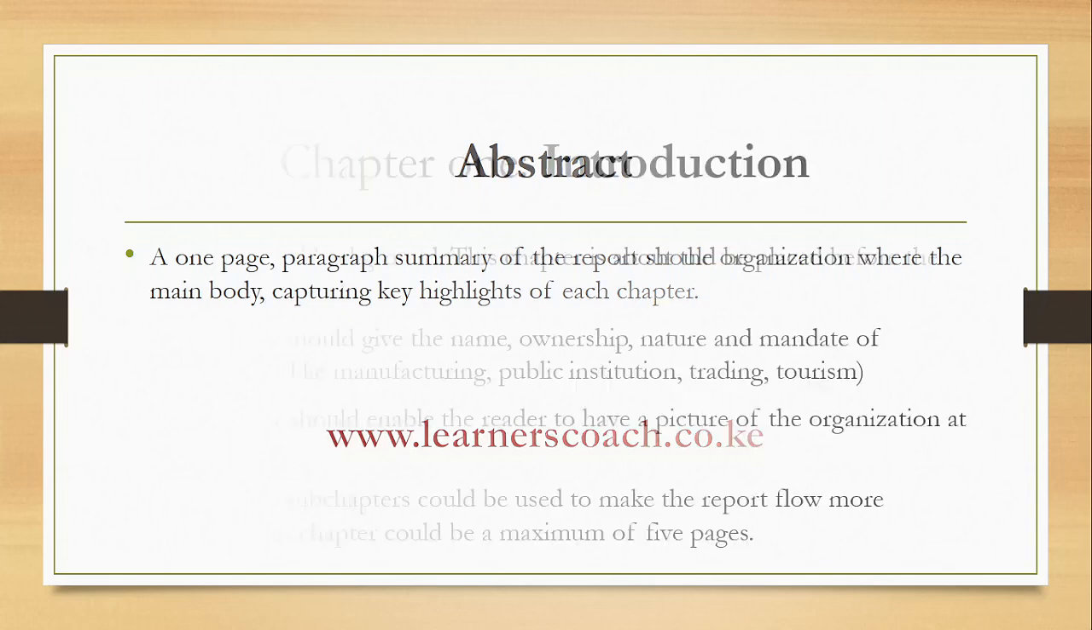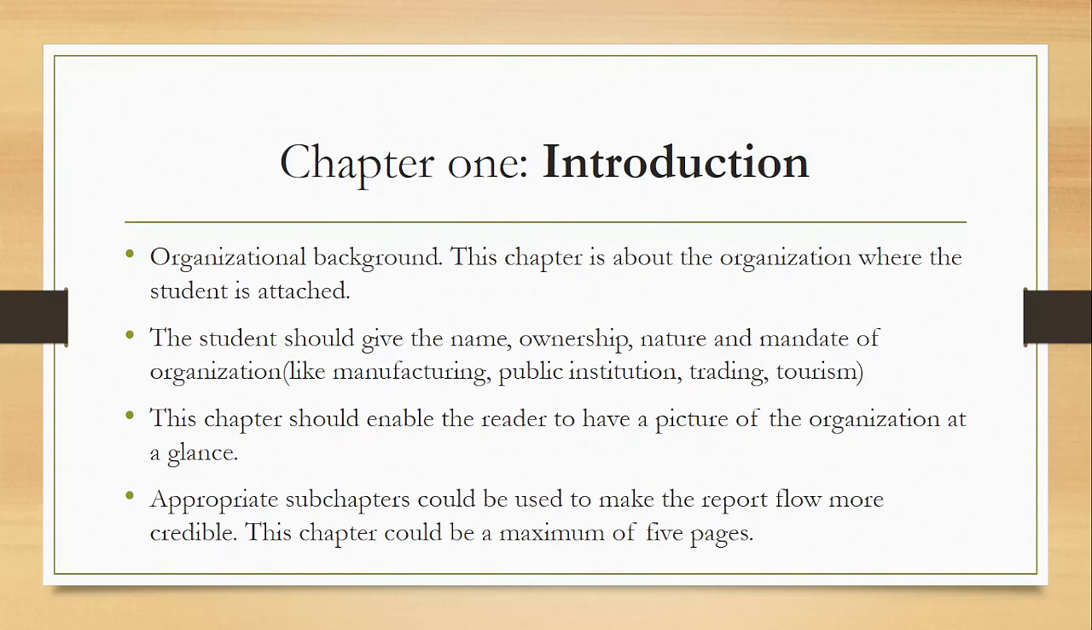So let's look at the body part, chapter 1. Chapter 1 starts with the introduction. What must you have within the introduction? Within the introduction, you should capture the organizational background. This chapter is about the organization where the student is attached. So the student should give the name, ownership, nature and mandate of the organization, whether it is manufacturing, public institution, shipping, trading or tourism. Give an overview of the organization. This chapter should enable the reader to have a picture of the organization at a glance.